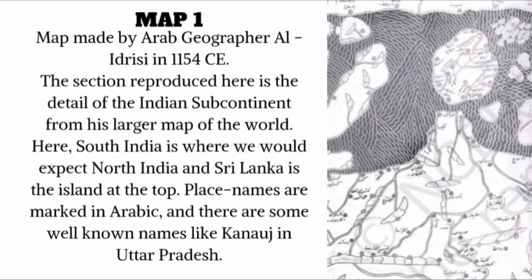Here, South India is where we would expect North India, and Sri Lanka is the island at the top. See how it is figured there. Place names are marked in Arabic, and there are some well-known names like Kanauj in Uttar Pradesh. So just like how we mark South India, here North India is marked.